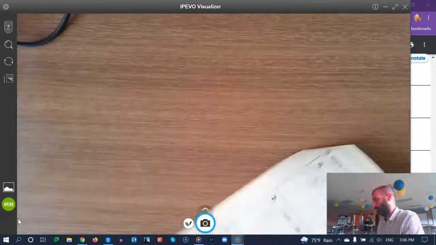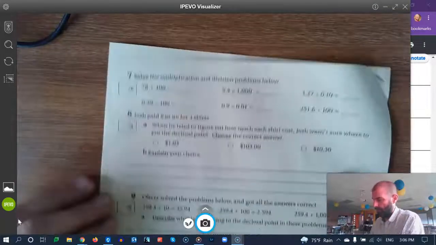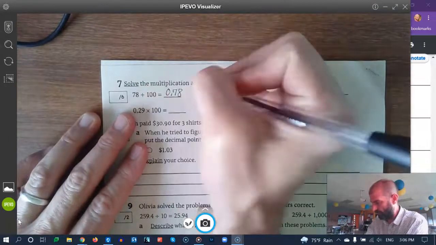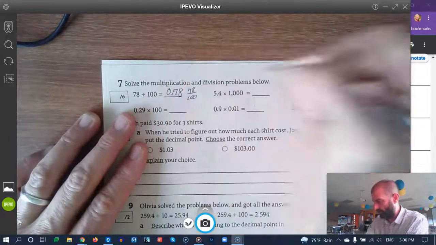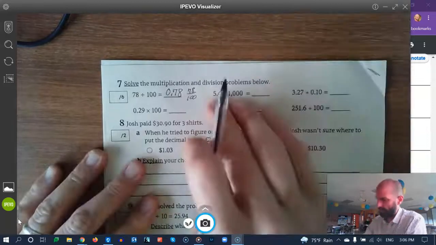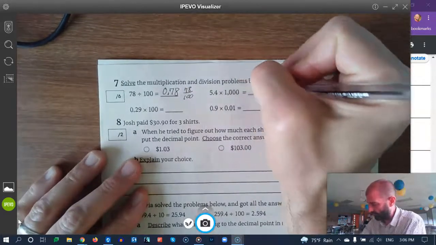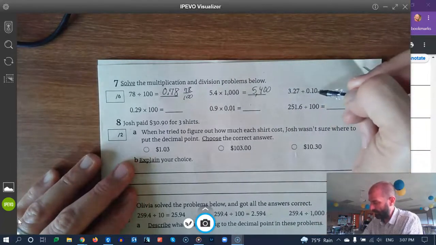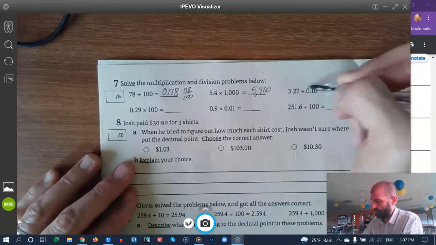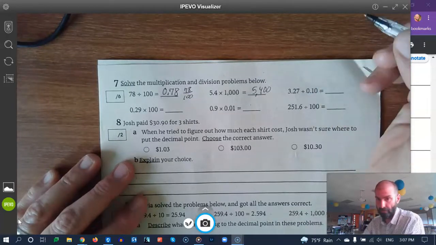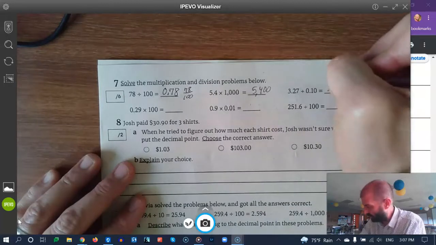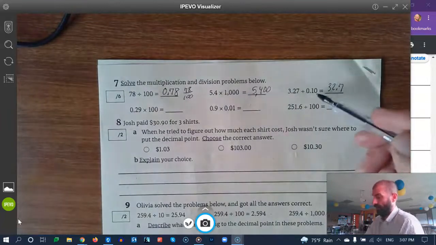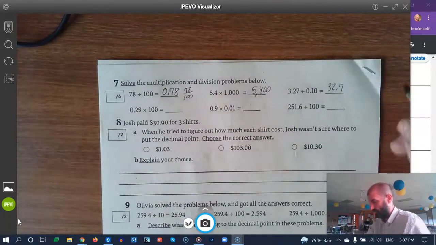All right, let's move on. This is, again, the same skill. 78 divided by 100, that is 78 hundredths, because look, it's 78 divided by 100. 5.4 times 1,000, my digits are shifting 3 spots to the left, so that's 5,400. 3 27 hundredths divided by 1/10. This is how many tenths are in 3 27 hundredths. That is 32 7/10. So there are 32 7/10 of 1/10 in 3 27 hundredths.